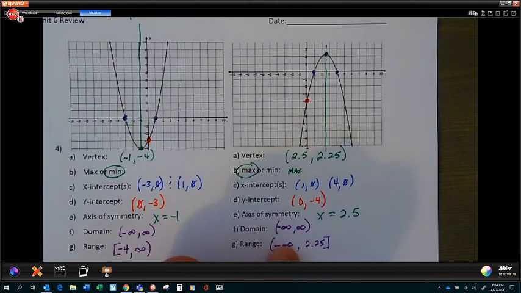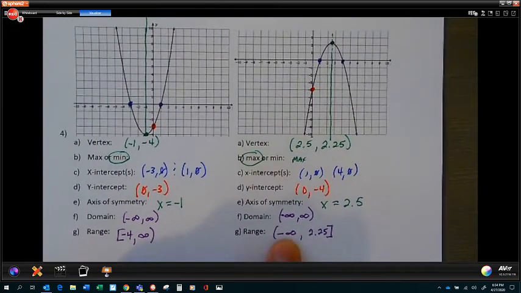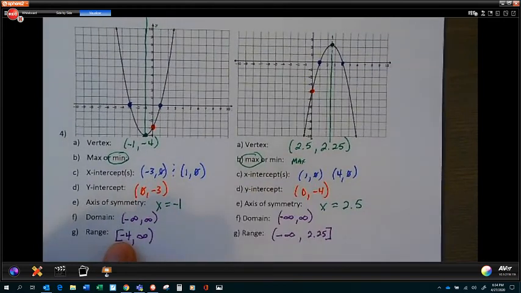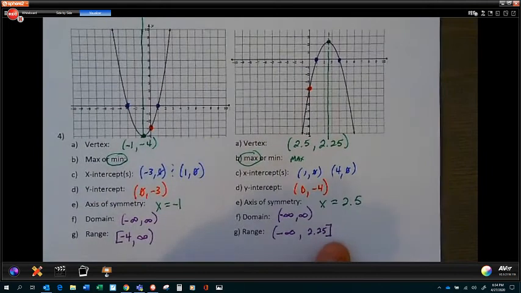So now, again, in our listing of our range, we go from the lowest possible to the highest. Again, lowest possible to highest. It can't go below -4, and it includes it. This can't go above 2.25, and it includes it as well.